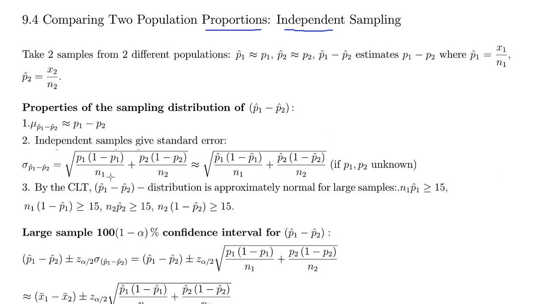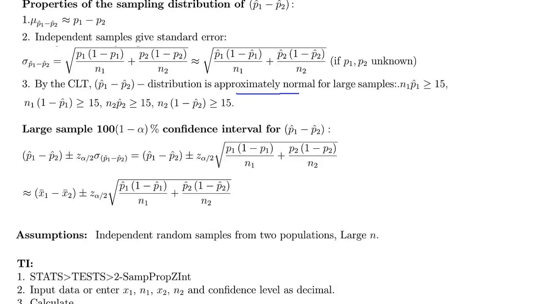By the central limit theorem, that P1 hat minus P2 hat distribution will be approximately normal if you've got large sample sizes. In other words, N1 P1 hat greater than or equal to 15, N1 times 1 minus P1 hat greater than or equal to 15. So that's successes and failures for the first population, and then successes and failures for the second population need to do the same thing.